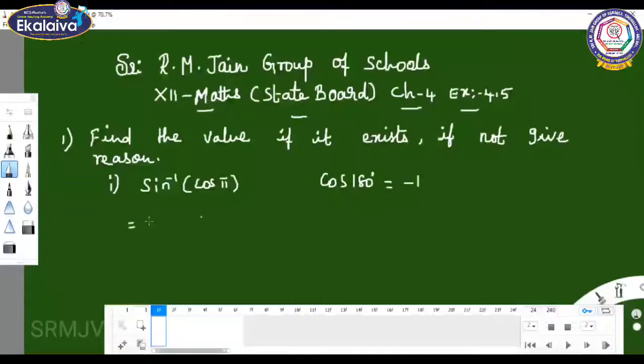Cos 180 equal to minus 1, sine inverse of minus 1. So sine inverse of minus 1 equal to minus sine inverse of 1. Sine inverse of 1, when you get the value 1, it is pi by 2. So the answer is minus pi by 2.